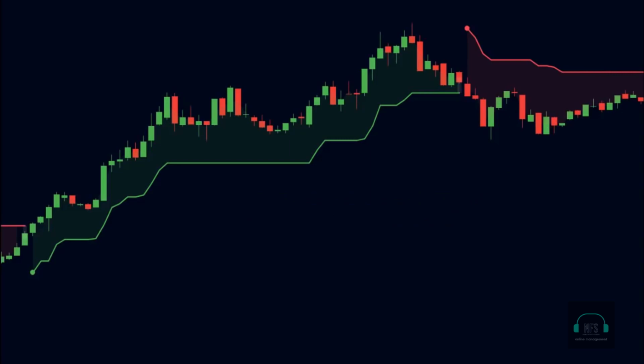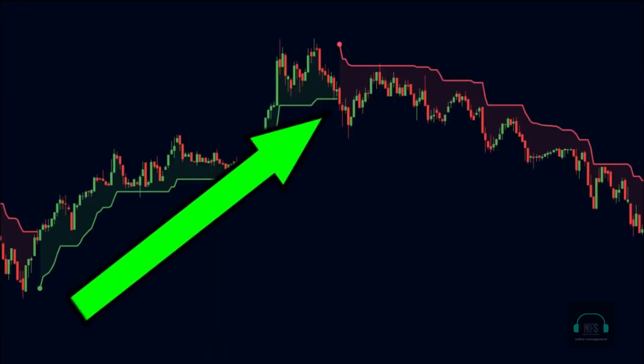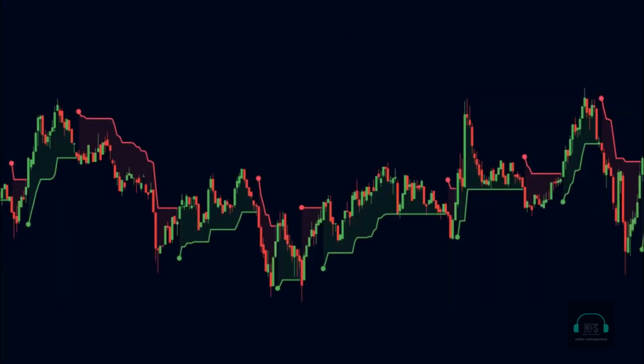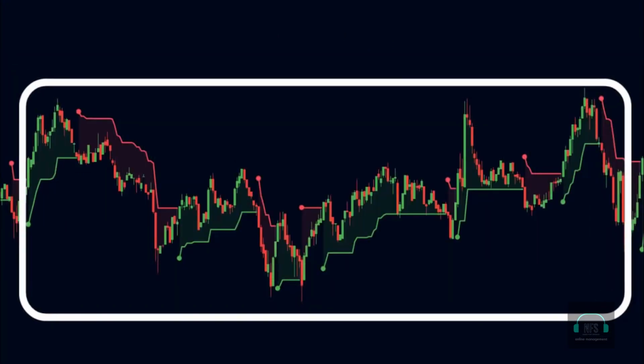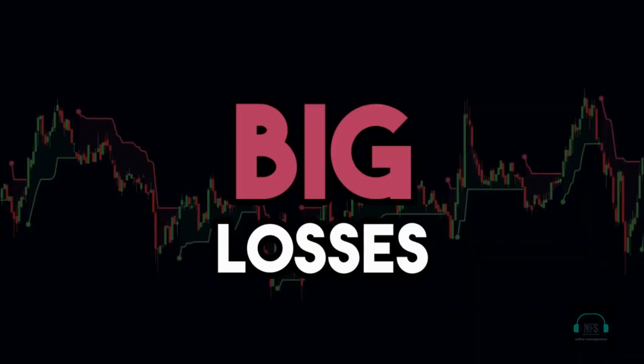In theory, when the Supertrend becomes green, we want to buy. And when it turns red, we want to sell. The problem here is that this strategy means that we stay in the market all the time. We are either in an uptrend or a downtrend. The Supertrend gives us buying and selling signals even in a sideways market. And such signals can lead us to big losses.